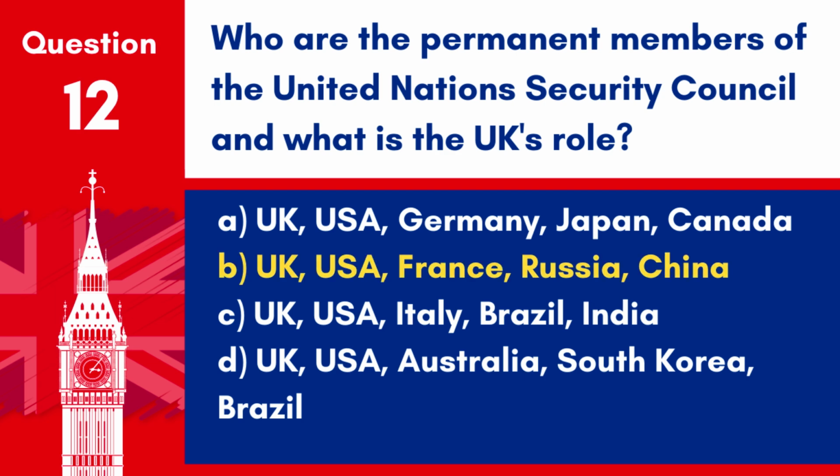Answer: B. UK, USA, France, Russia, China. The permanent members of the United Nations Security Council are the UK, USA, France, Russia, and China. The UK's role is to participate in decisions regarding international peace and security.